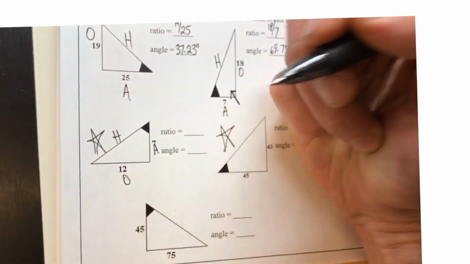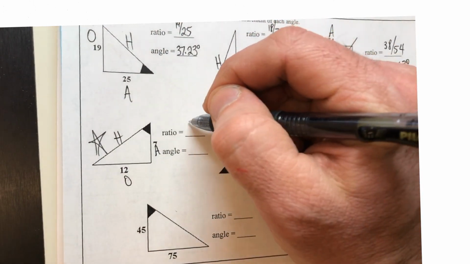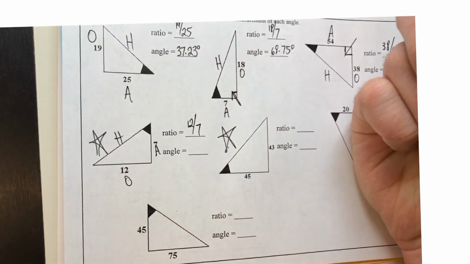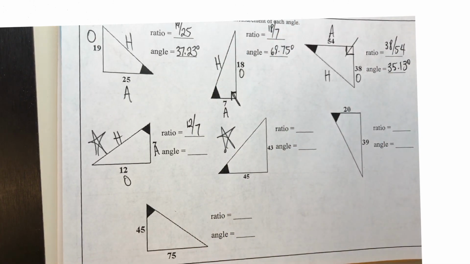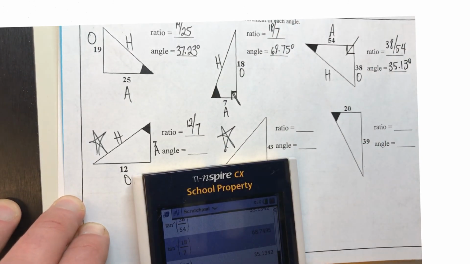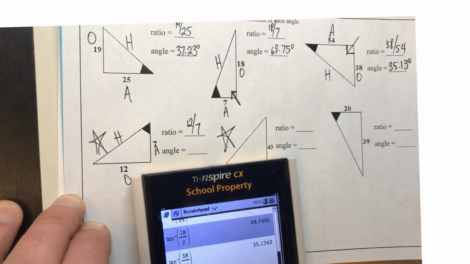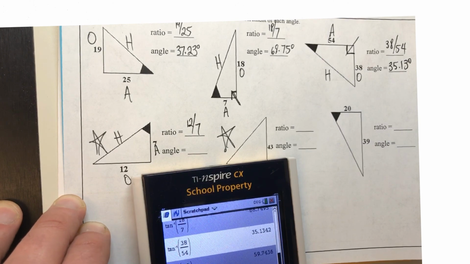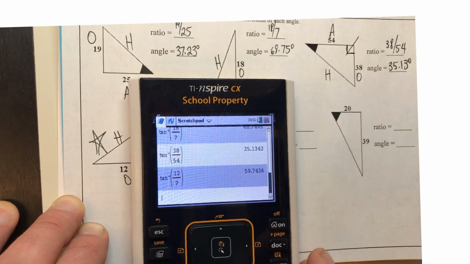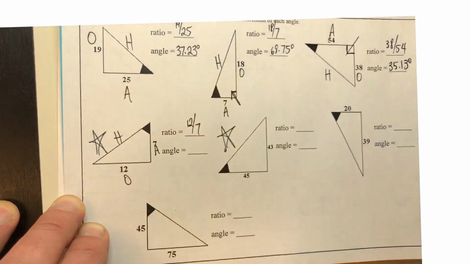So on this first one, we have H, A, O. Our ratio is 12 over 7. Good. So the ratio is 12 over 7, and our angle is 59.74 degrees. Yep.